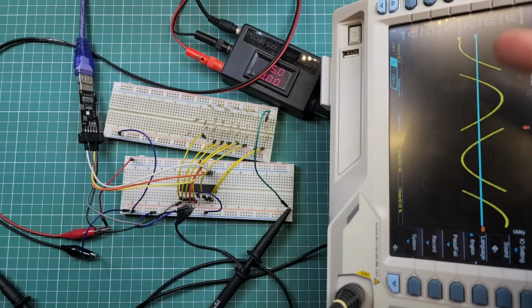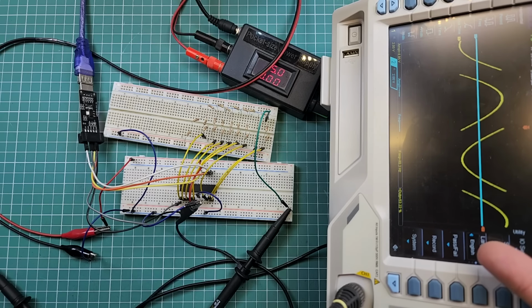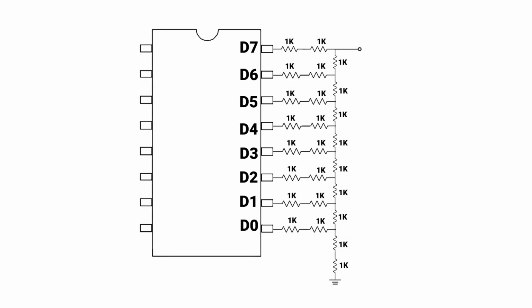As you can see, this waveform produced by the microcontroller is actually a series of digital bytes which are put at the GPIO pins. It's the ladder structure that converts the digital data series to the analog voltages.